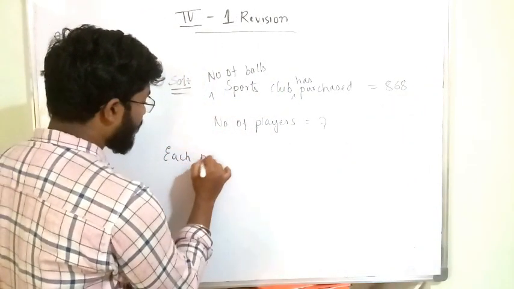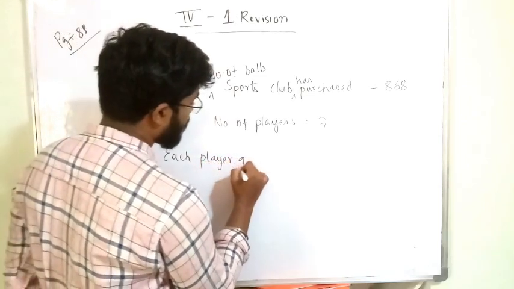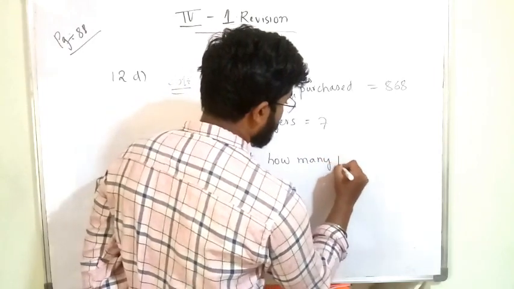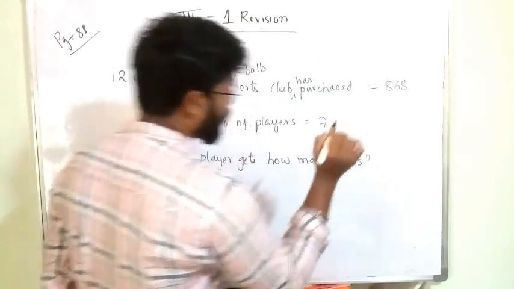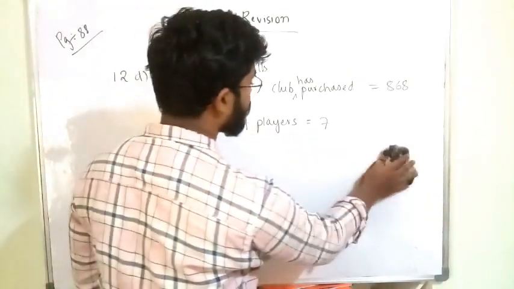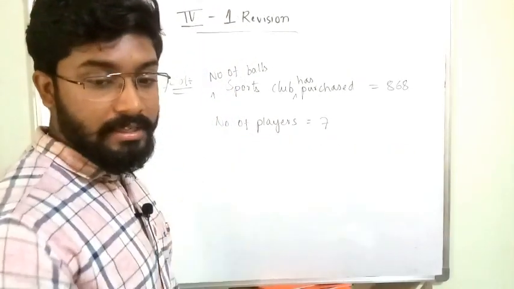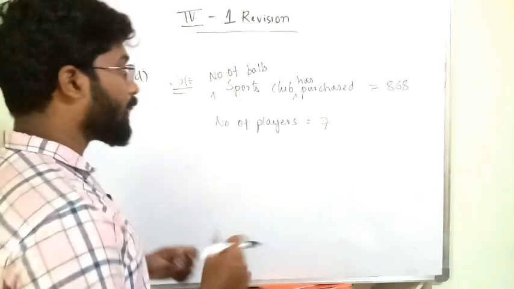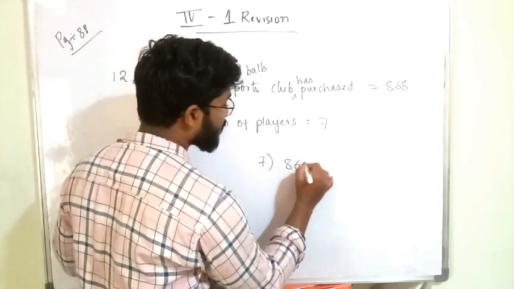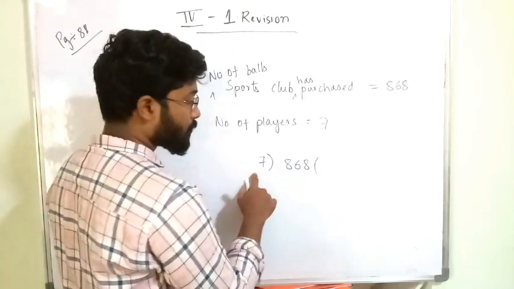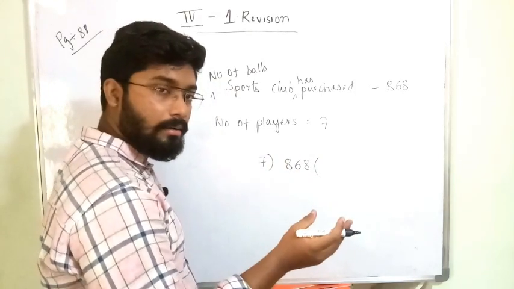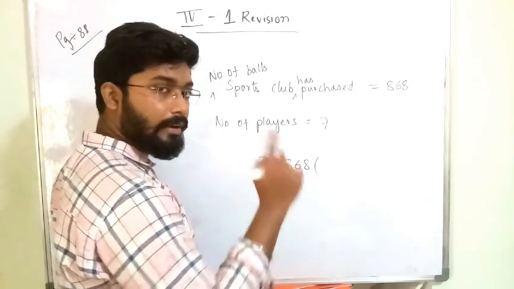So what he is asking is, each player gets how many balls? Each player gets how many balls? This is the question, no? So let us see how to do this. We have to do the division because he is asking for each. For each, how will you find out? You have to divide 868 by 7. The answer will be the number of balls given to each player.